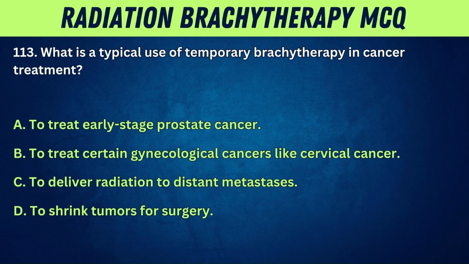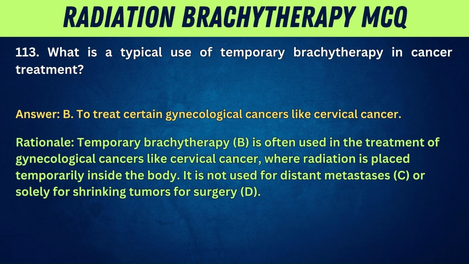113. What is a typical use of temporary brachytherapy in cancer treatment? A. To treat early-stage prostate cancer. B. To treat certain gynecological cancers like cervical cancer. C. To deliver radiation to distant metastases. D. To shrink tumors for surgery. Answer: B. To treat certain gynecological cancers like cervical cancer.